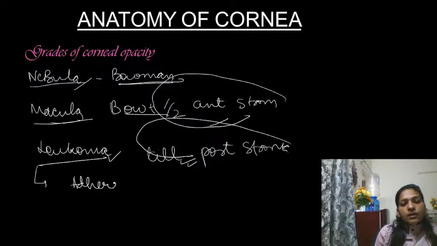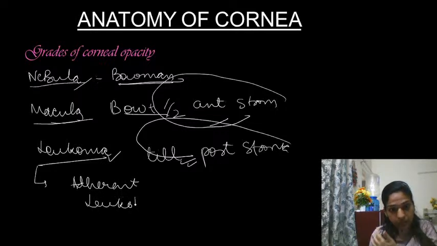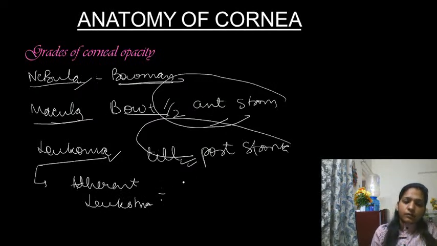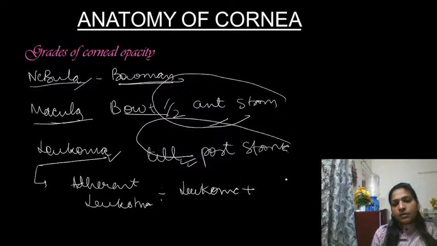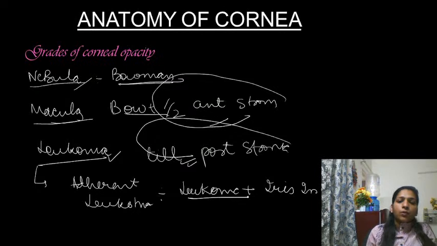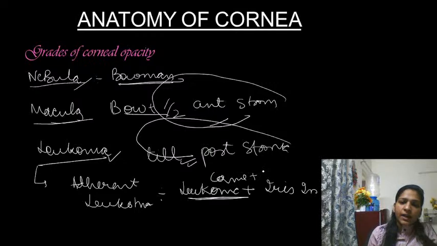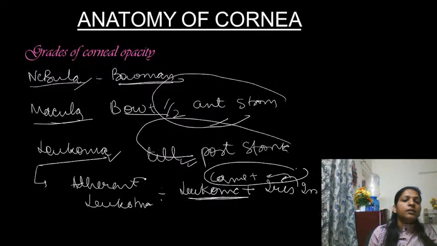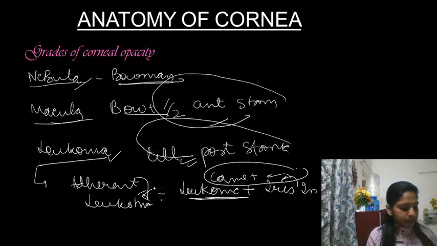And the fourth one is adherent leucoma. Adherent leucoma: if leucoma occurs in full thickness plus iris incarceration, with the iris adhered over the endothelium of the cornea. If the iris is adhered to the cornea, then that is known as adherent leucoma. Okay.